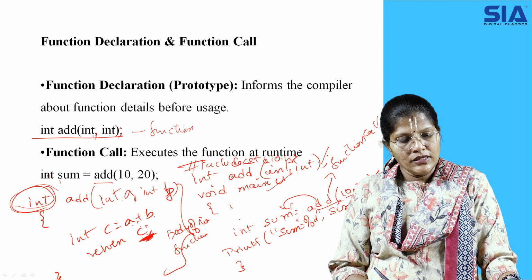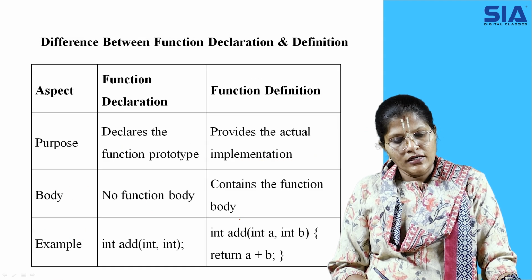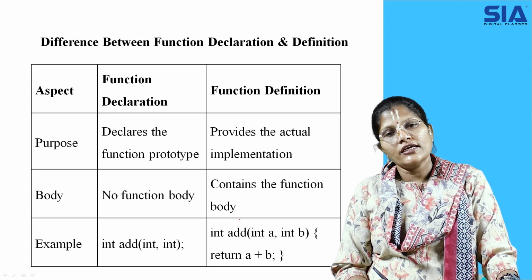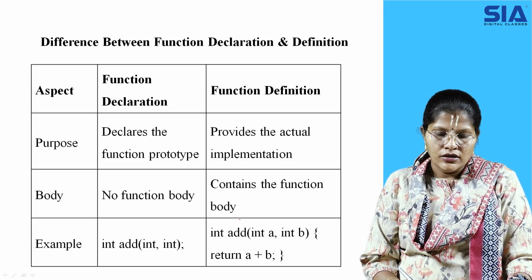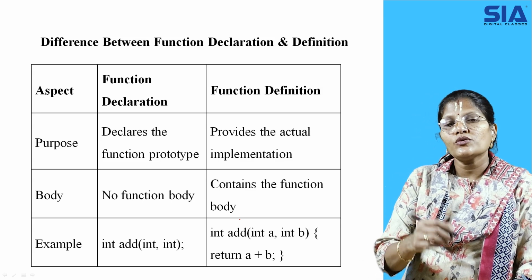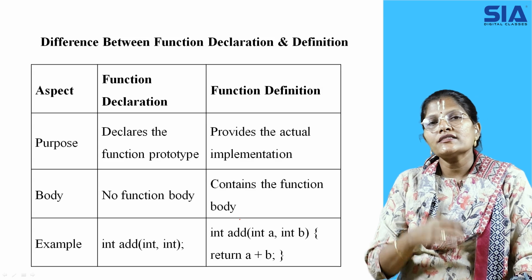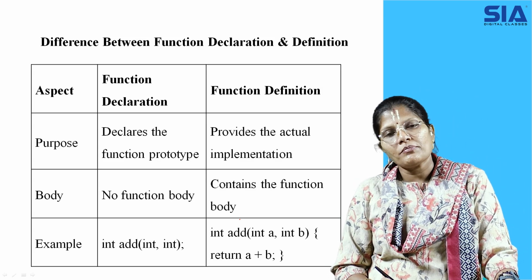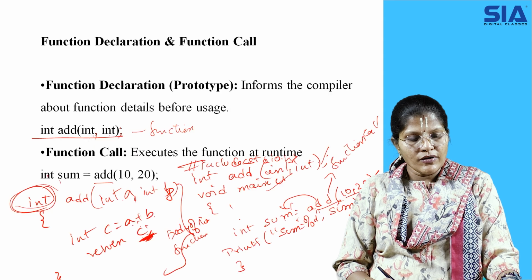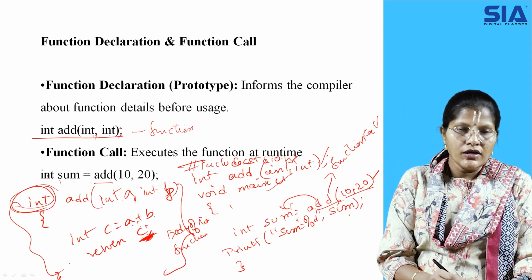Now what are the different aspects of function declaration and definition? Definition is where exactly you are having the body. In a declaration, you are telling the compiler that yes, I am going to use this particular statement. When you are providing the body, that is the definition. Similarly here, this is the body of the main.